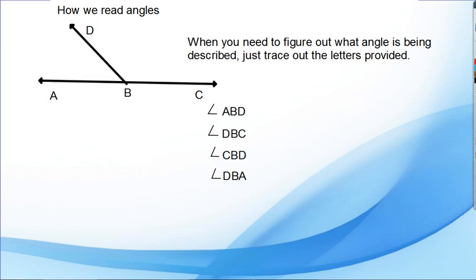Alright? Then we also have DBC, so start at D, go down to B, and go over to C. So that's talking about this angle. Alright, we can also have CBD, so notice that's the same thing as DBC. You're just tracing it the other way, so it's still talking about this angle. And then we also have DBA. Right, so that's how we figure out what we're talking about with the angles. We just trace it out, and that shows us where we're looking.